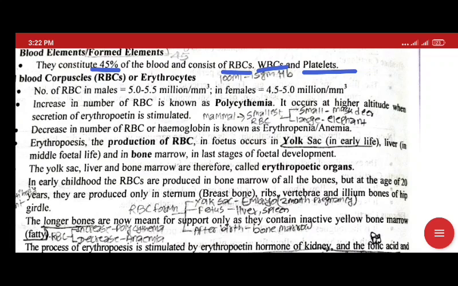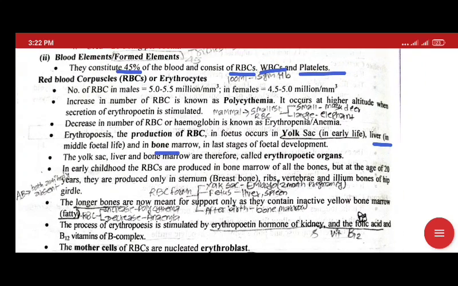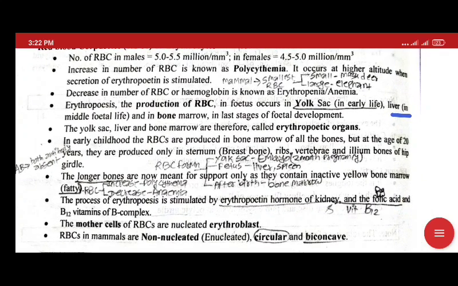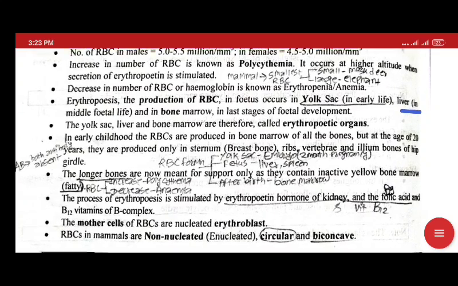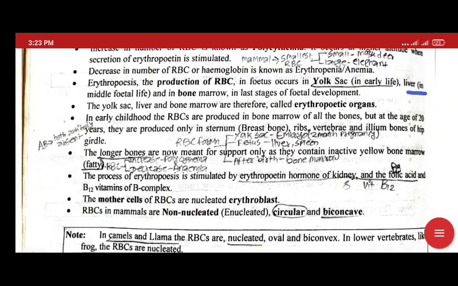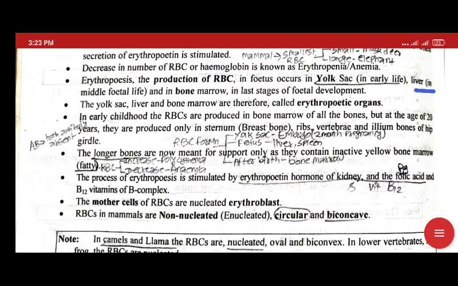Erythropoiesis occurs first in the yolk sac in early life, that is the yolk sac in the gastrula phase. Then it goes to the liver, then to the bone marrow, and then to the bone. Now blood groups: we have A, B, AB and O, 4 types of blood group.